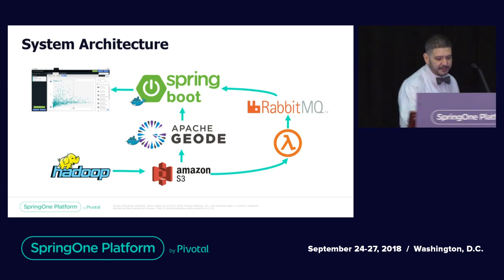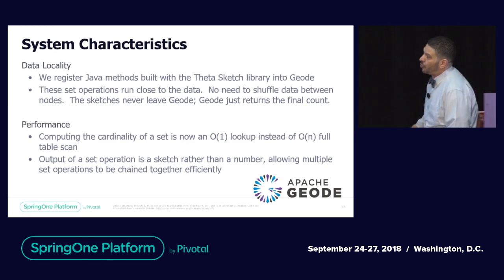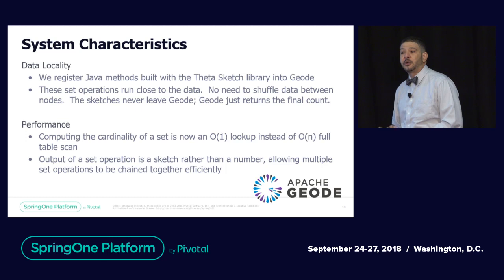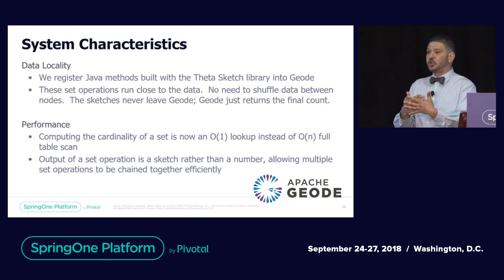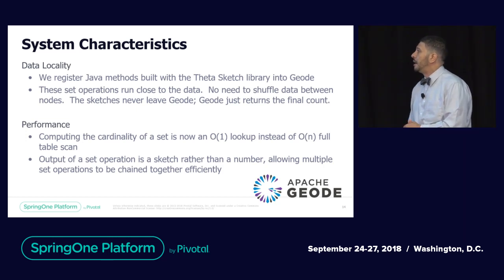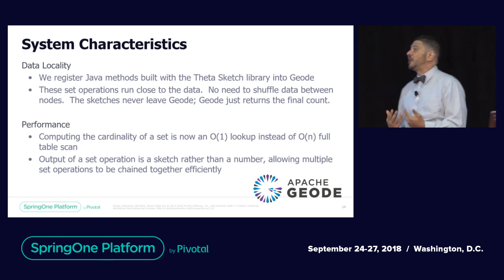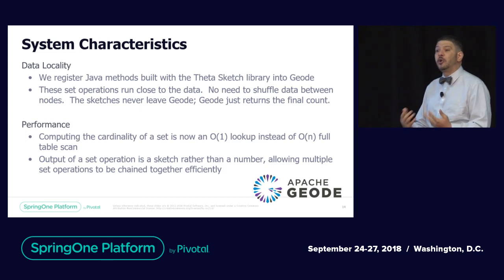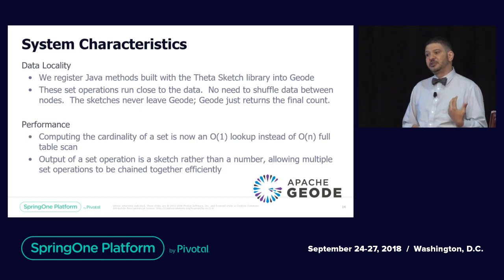So let's spend a little bit of time talking about how the system behaves and what this buys us. So right out of the box, we have data locality. Our sketches live in memory, and our functions execute directly on those sketches. No need to shuffle sketches around between nodes. In terms of performance, this was a great boost. What was before an O of n sequential scan now becomes an O of 1 lookup. Also, as Evan mentioned earlier, sketches can now be chained in operations.